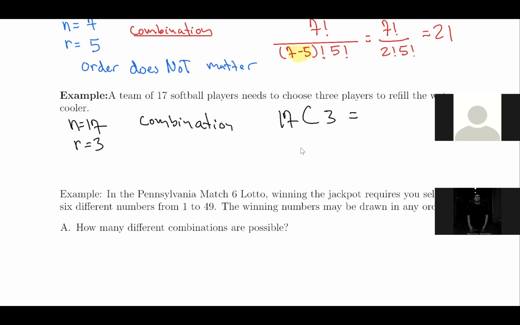So if you do 17C3 in ClassCalc, what do we get? 680. Yeah, 680, good. And that's the answer for that. Any question in regard to how we got 680 for that last problem? No. All right.